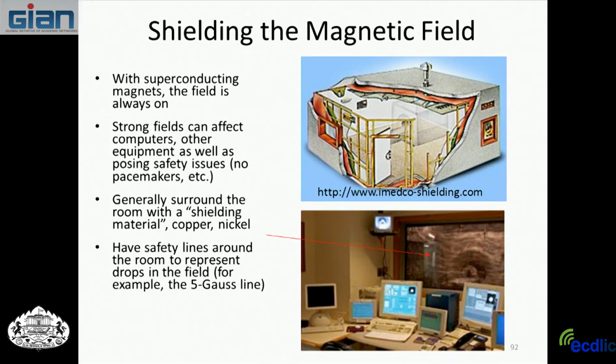So if you look at this picture on the bottom here, this is what the control room looks like at our center, and you can see this distorted image of the magnet inside the next room, and that's because of these copper and nickel layers surrounding this room to try to contain the magnetic field. When we talk about safety, we're going to talk a little bit more about this, but we do have safety lines around the rooms that represent how much the magnetic field drops as you get away from the magnet.